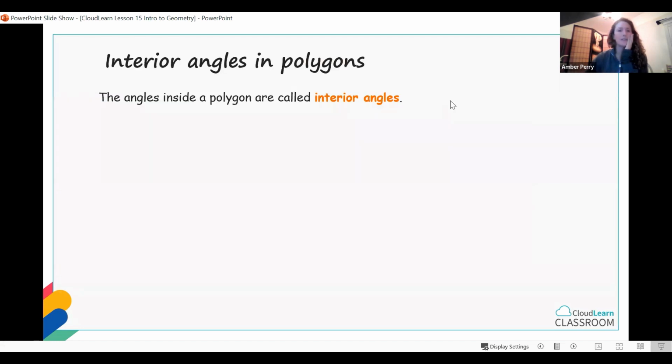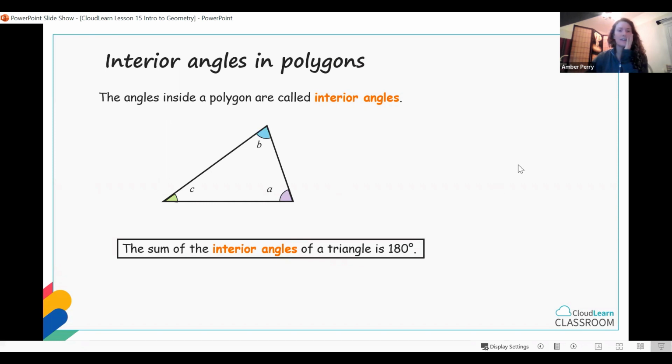So let's have a talk about interior angles. Now, interior angles are the angles inside a polygon, okay? That's why they're called interior, because they're inside. So A, B, and C here are interior angles of a triangle. And you should know this sentence. The sum of the interior angles of a triangle is 180 degrees, okay? Been using that a lot today.